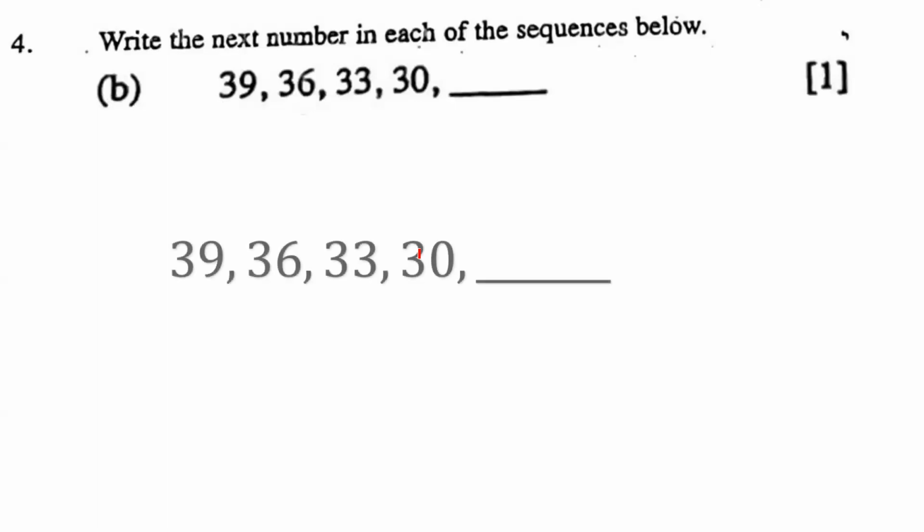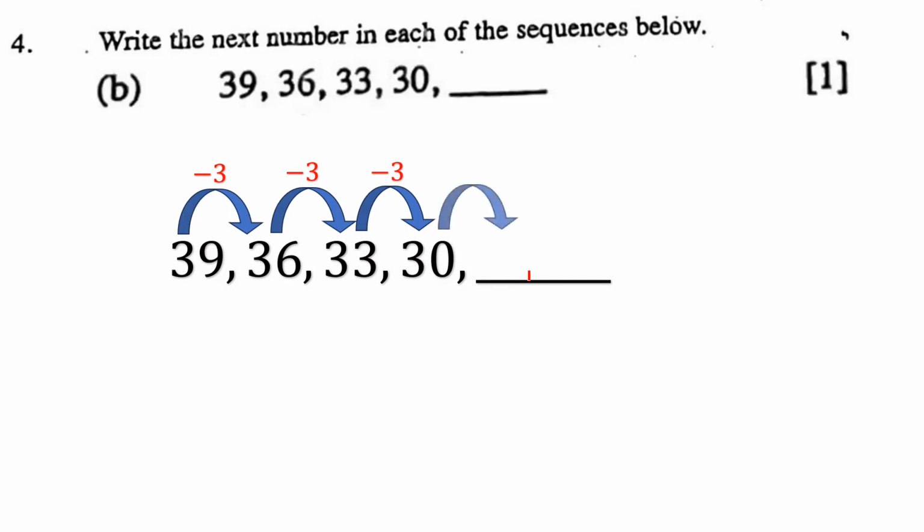Here we have another sequence. If you notice carefully, if we take away 3 from 39, that gives us 36. And if we take away 3 from 36, that gives us 33. And if we take away 3 from 33, that gives us 30. And so in each case, we subtracted by 3. And so in order to get this missing one, we're going to subtract by 3 again. And 30 minus 3 is definitely 27. So the missing number in the sequence is 27. Okay, let's move on to the next question.